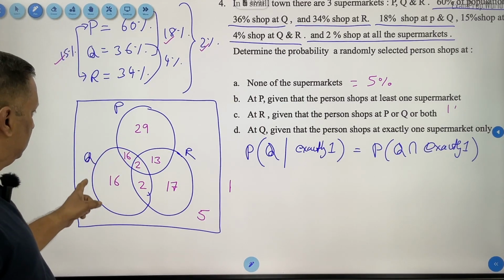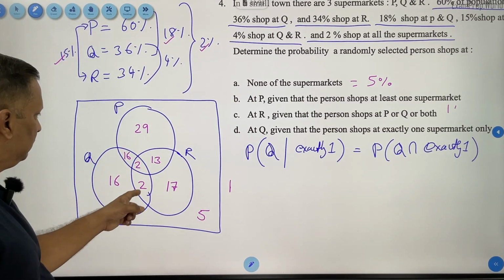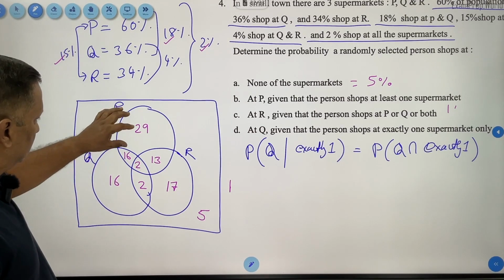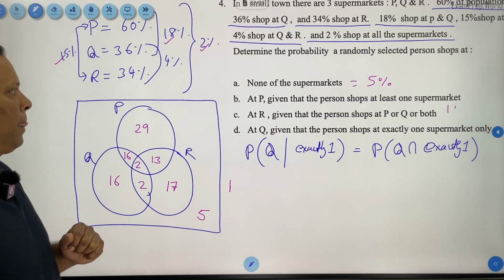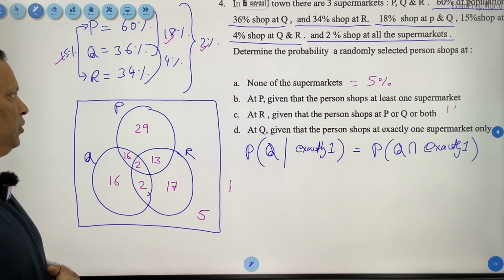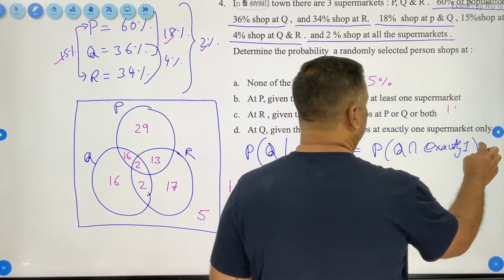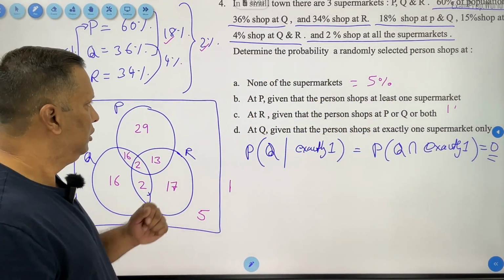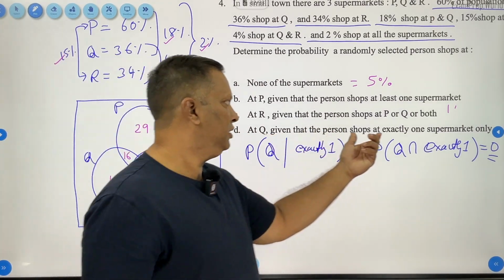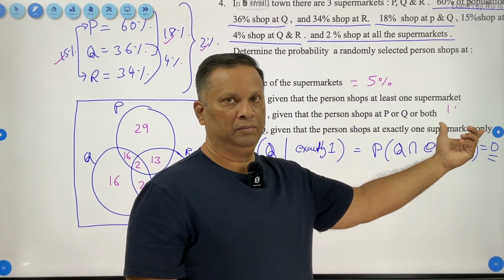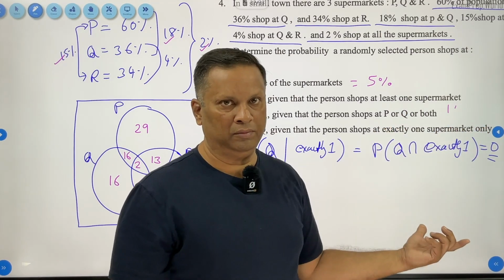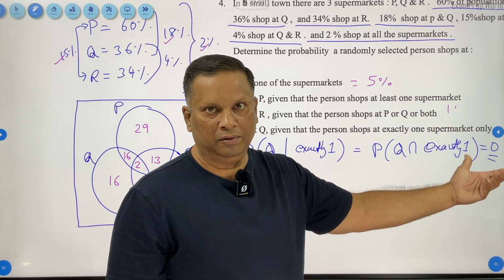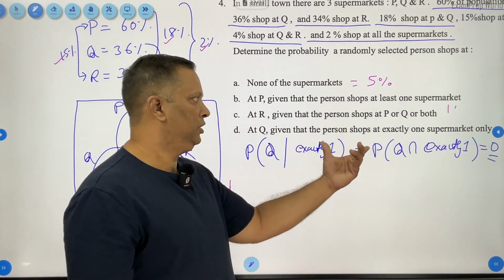Q with exactly one of them. It is 0. So this thing is 0. The probability is straight away 0, because the numerator becomes 0, everything becomes 0. See, he is shopping at Q, and the probability that he does exactly 1 supermarket only. So he shops at Q, but he is shopping only at 1, so he is not shopping in any other supermarket. So probability becomes 0 for this one.